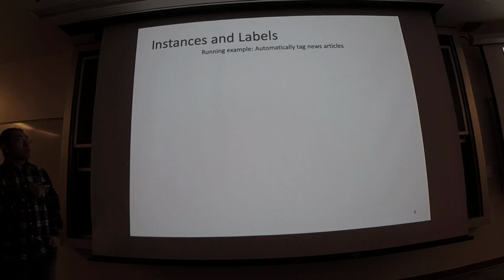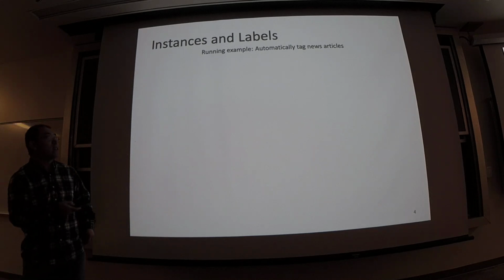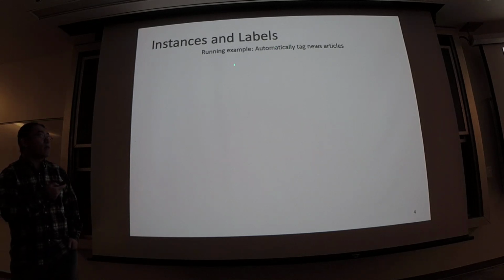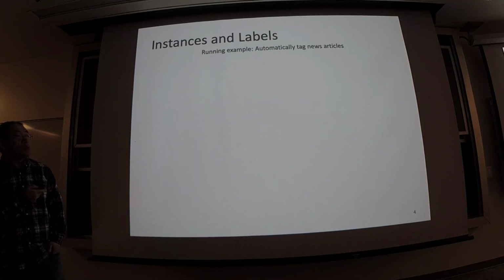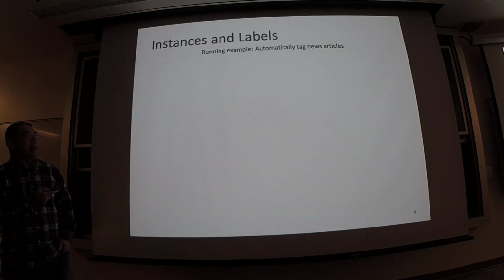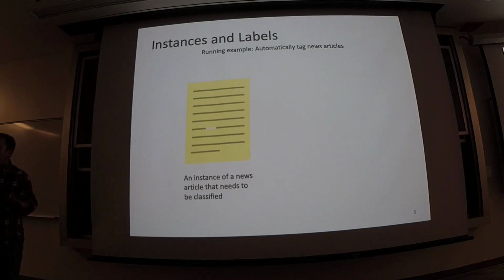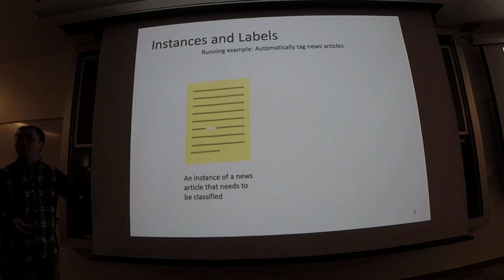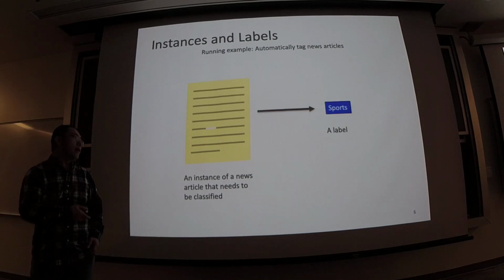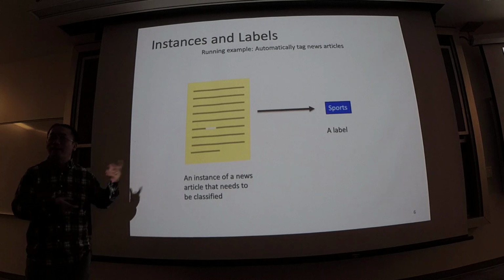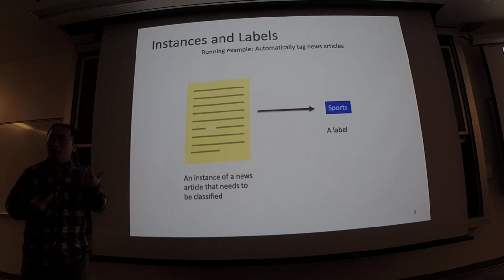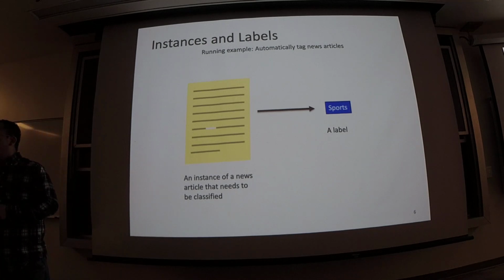Let us look at some concrete example. Suppose our task is to develop a smart program to automatically tag news articles. Suppose I have a news article. I want to assign a label on that. Say, I want to assign a sports label on that. Basically it means I classify this piece of news article as talking about sports, like baseball or football, whatever, right?